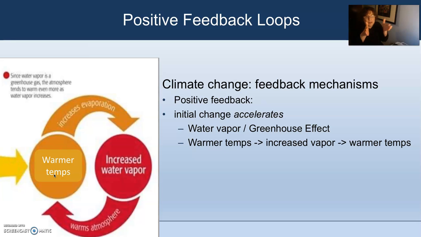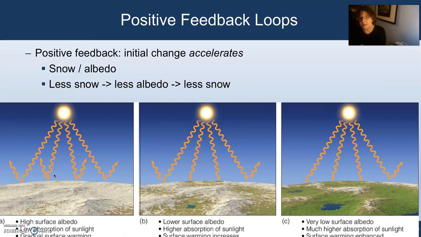Then liquid to solid is a release of energy to the environment. It's a warming process. Condensation is a warming process. This is a positive feedback loop with an initial change of warmer temperatures and events that lead to more evaporation. Let's give another positive feedback loop.